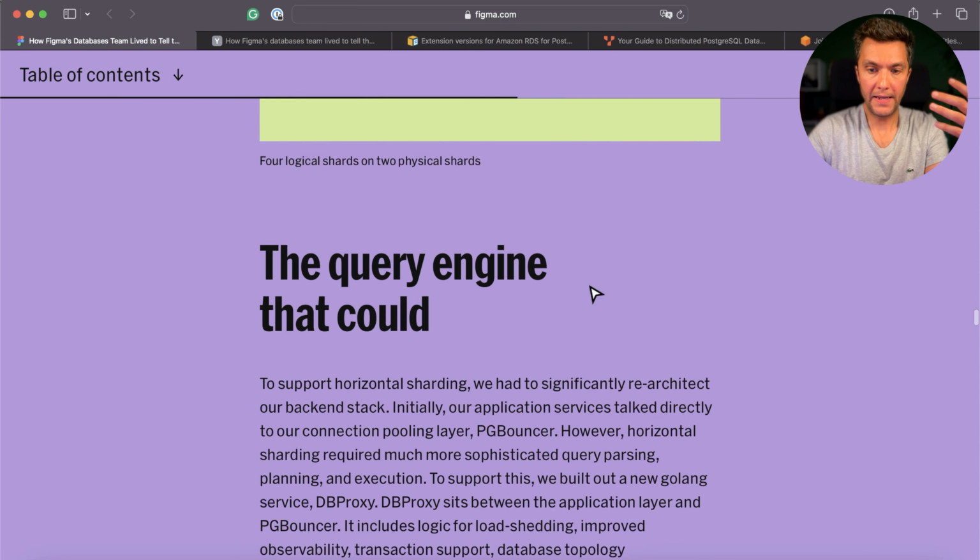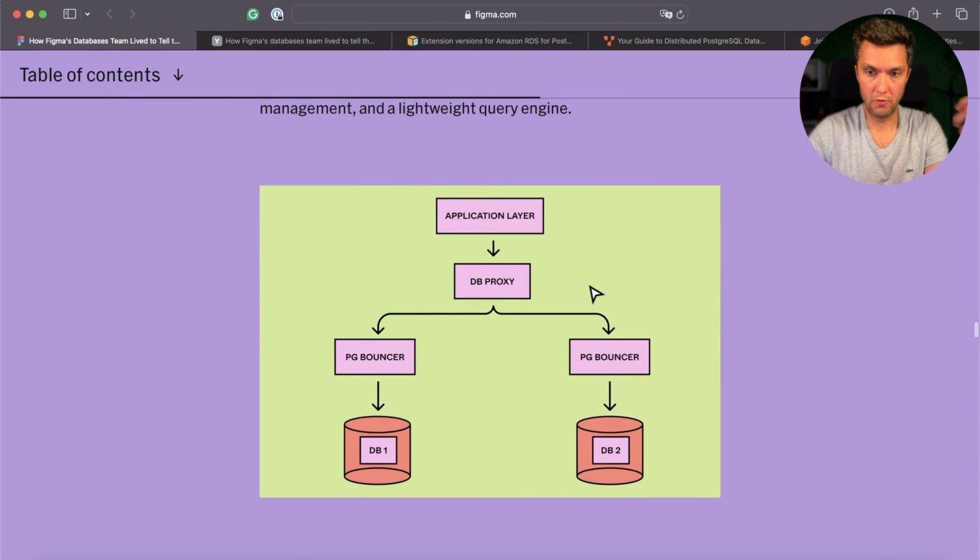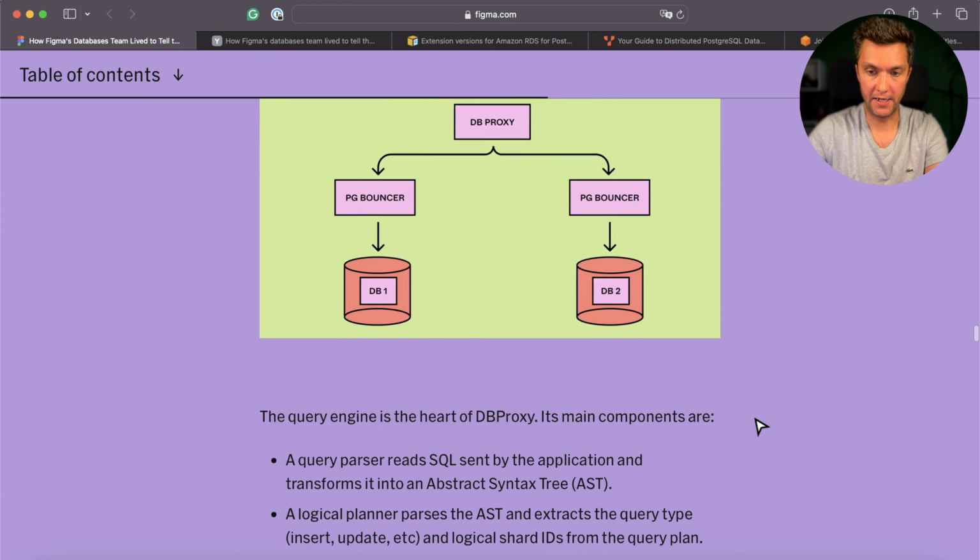Also, they did not want the application to be responsible for the routing of the requests. That's why they created this DB proxy component. The application connects to this DB proxy component, and that component decides what shard, what database node needs to execute a specific application request.